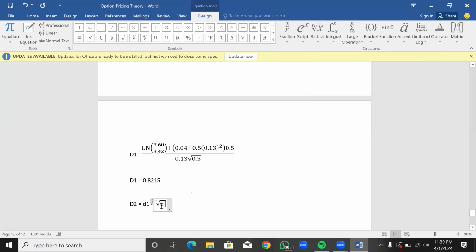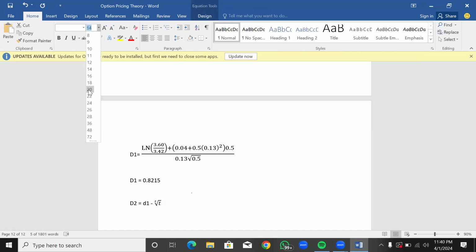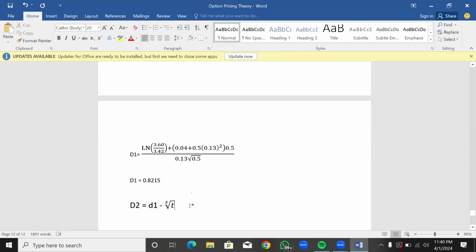Standard deviation. Standard deviation, square root of 10. Yeah, B. Yes. Like this. So let's go.